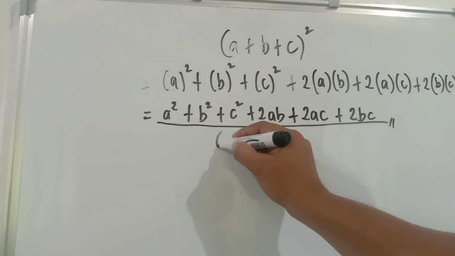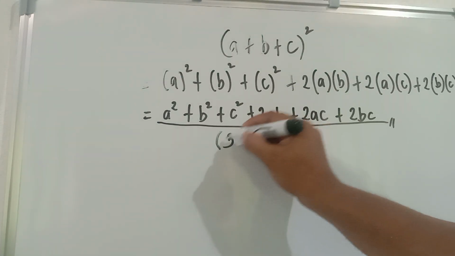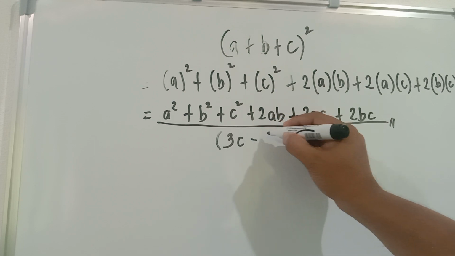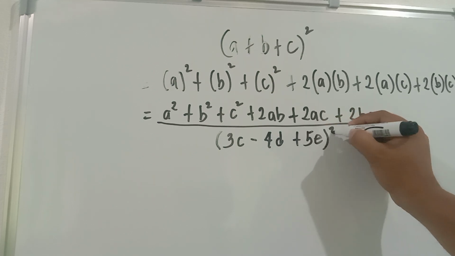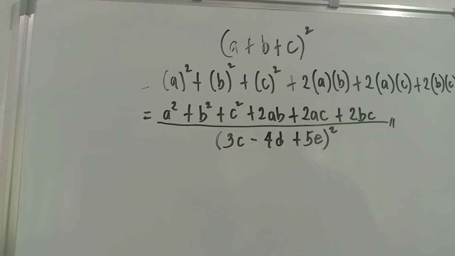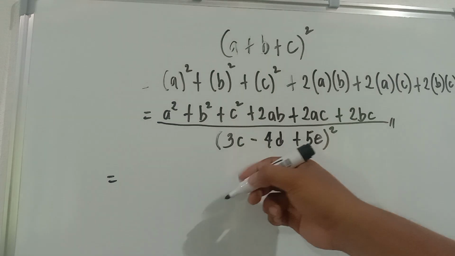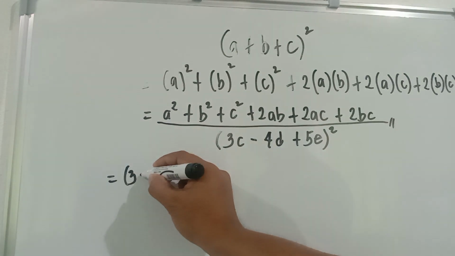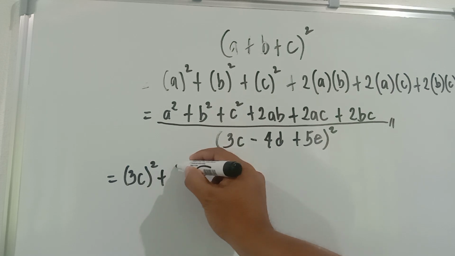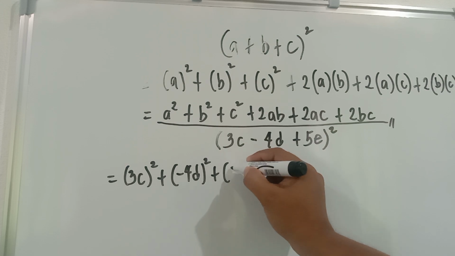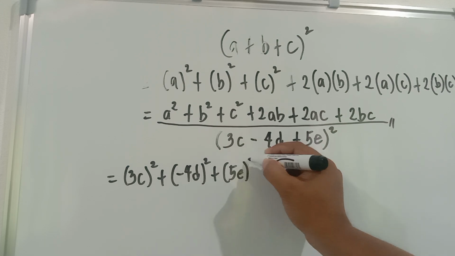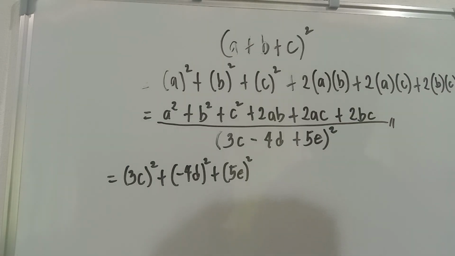Next, if we have (3c minus 4d plus 5e) squared, we're going to square this trinomial. So first, we're going to square the first term, 3c. And then the square of the second term, which is negative 4d squared. And then the square of the last term or the third term, which is 5e, squared.